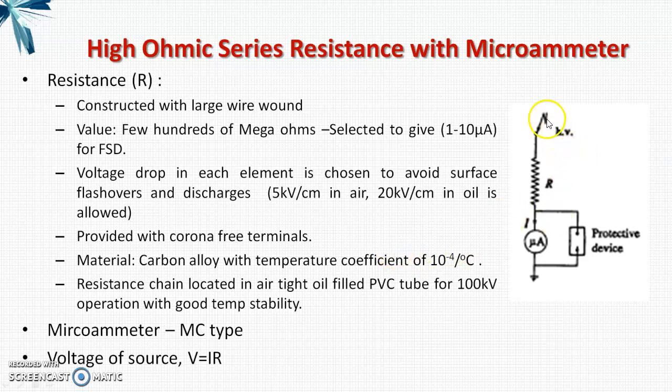Then the applied voltage can be measured by multiplying this R value by the current through the resistance. So the applied high voltage is I into R. This type of arrangement can be used to measure DC voltages. This is a microammeter, which is of moving coil type.